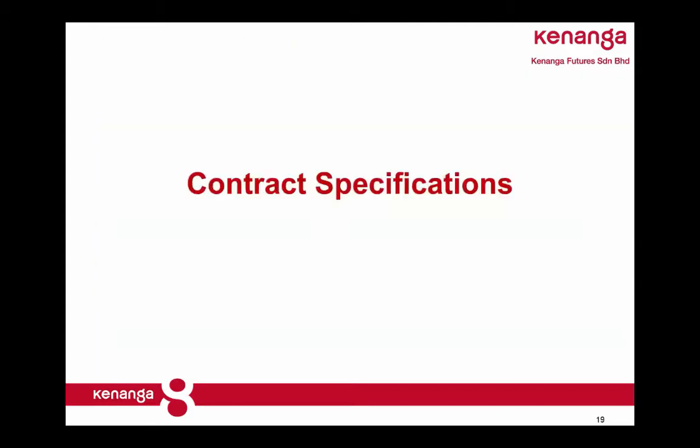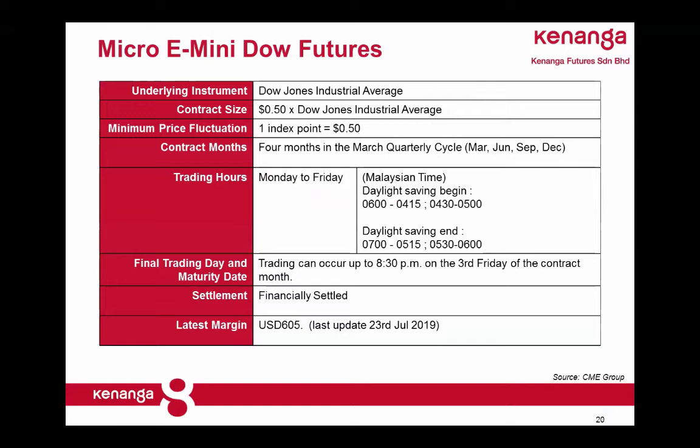Okay, next we'll proceed to contract specifications for micro E-mini indexes. First, we have the micro E-mini Dow. The underlying will, as usual, refer to the Dow Jones Industrial Average. Contract size will be $0.5 times the Dow Jones Industrial Average Index. Minimum price fluctuation is 1 point, which is equal to 50 cents.